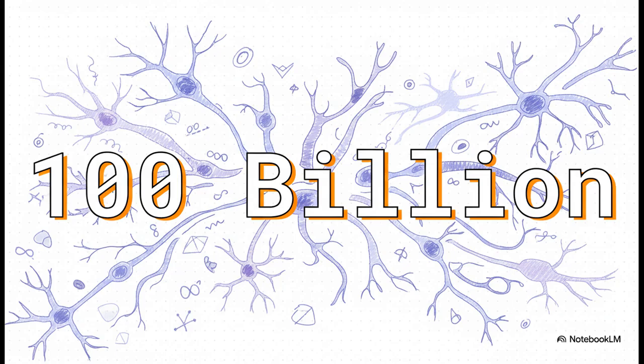Okay, let's dive into this. To really understand artificial neural networks, we actually have to start with the most powerful computer in the known universe, the human brain. Check out this massive number, 100 billion. Or 10 to the 11th power. That represents the exact number of neurons, or specialized nerve cells, sitting inside your brain right now.